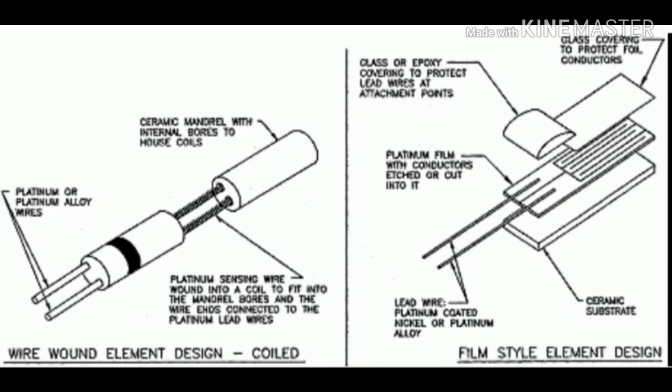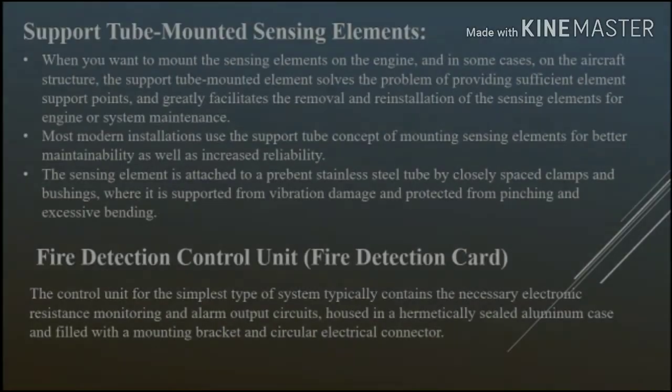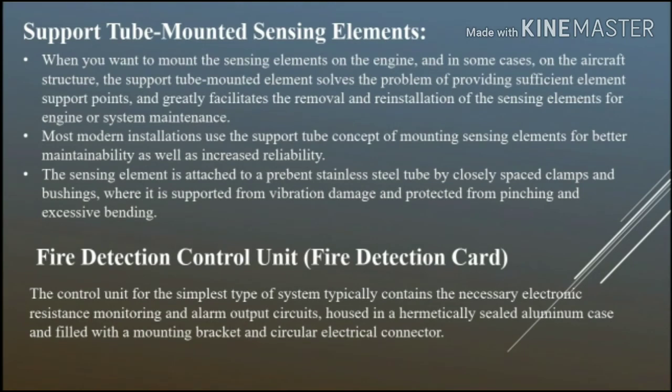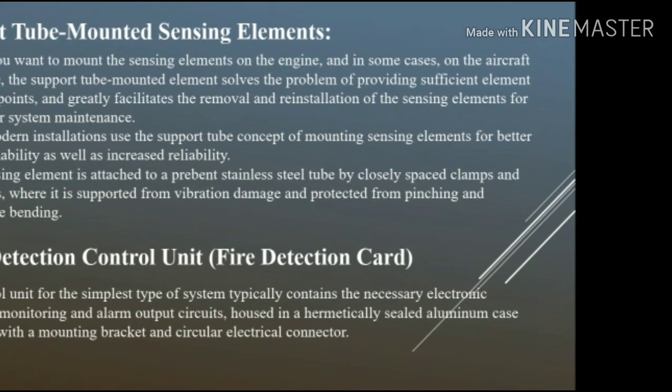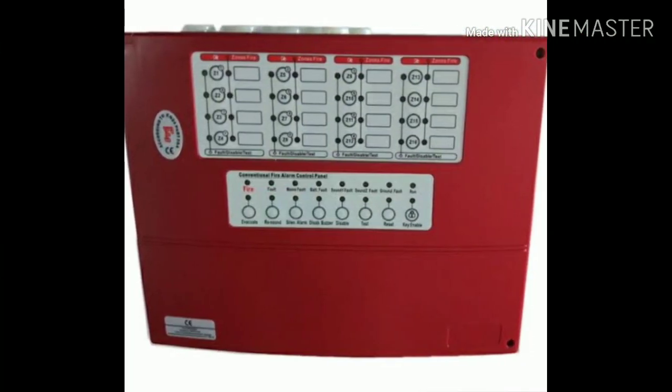Fire detection control unit. The control unit for the simplest type of system typically contains the necessary electronic resistance monitoring and alarm output circuits housed in a hermetically sealed aluminum case fitted with a mounting bracket and circular electrical connector.